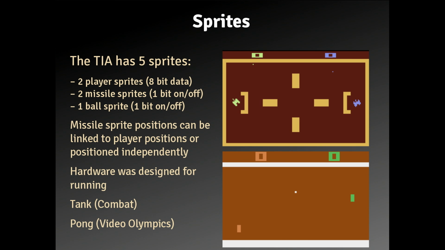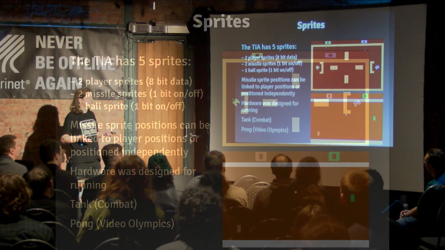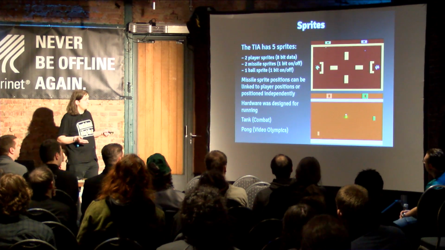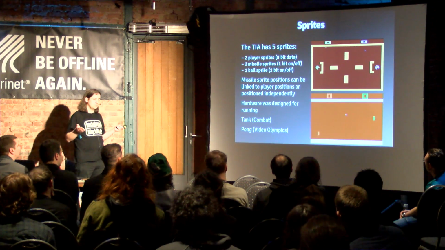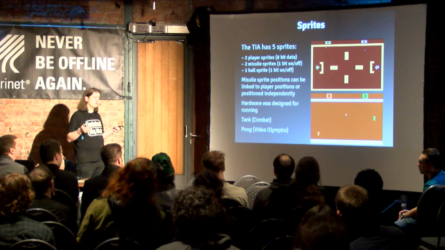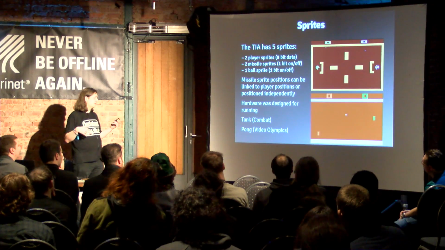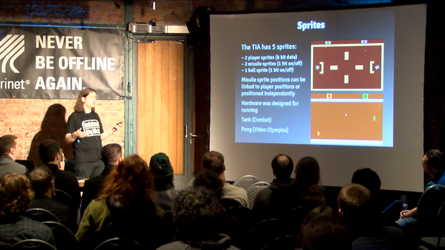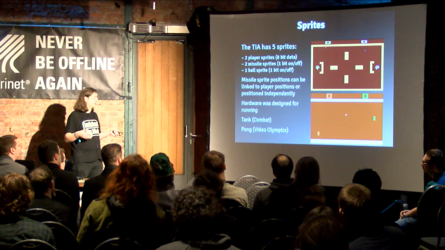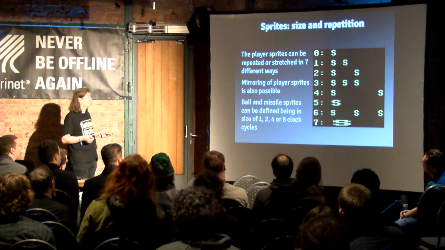We've got 5 sprites: 2 player sprites, 2 missile sprites, and 1 ball sprite. The names come from the games Combat, which was Tank in the arcade, and Pong, which was Video Olympics on the 2600. This is the ball sprite, and we've got the player sprites and the missile sprites. It was only intended for running these 2 games, and the designers said, if we can run these 2 games, we can run a lot more and get the versatility out of the software. And they were right, we can really get much out of it.